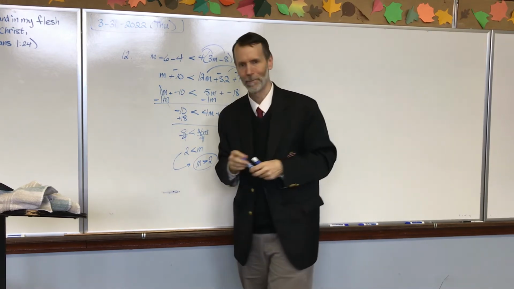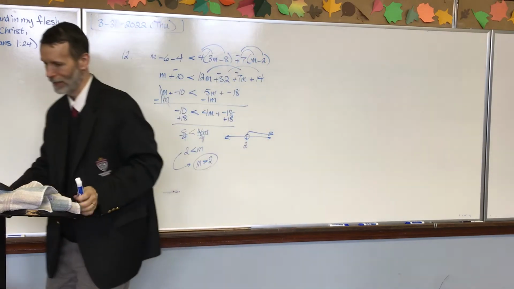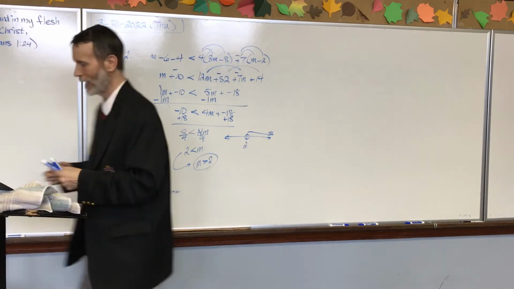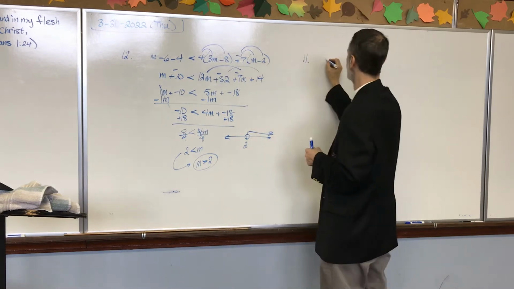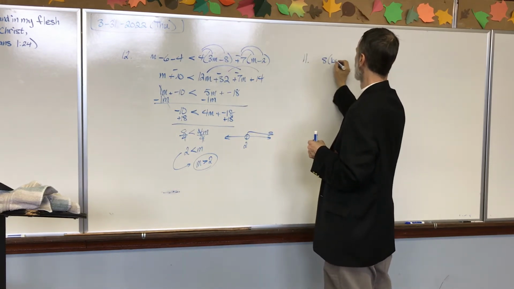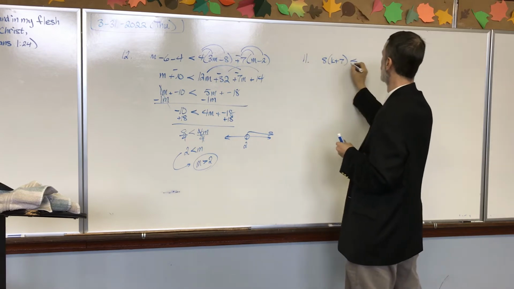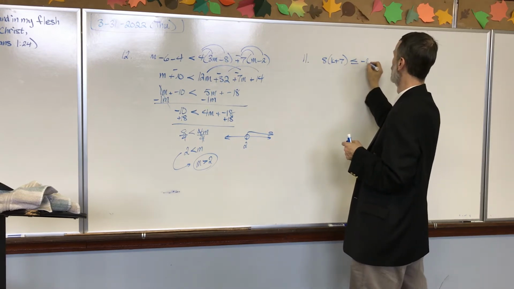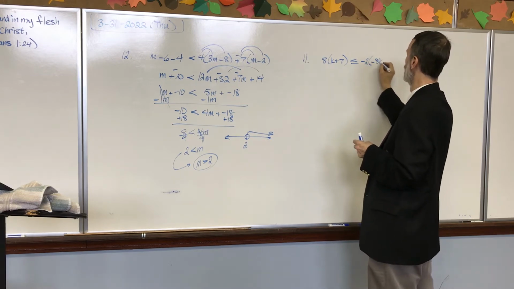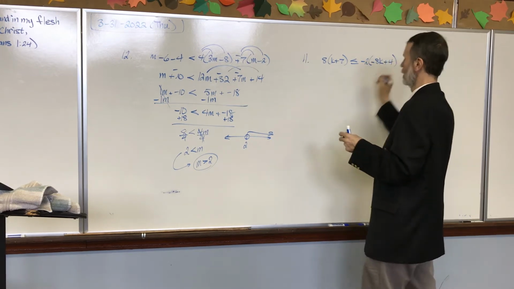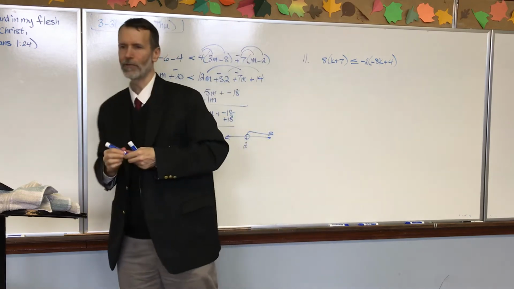Mary, question? Can you do 11? That's the one I got right. So can you read it out for me? 8 parentheses, k plus 7, is less than or equal to -2 parentheses, -8k plus 4. Okay. What do you do first?